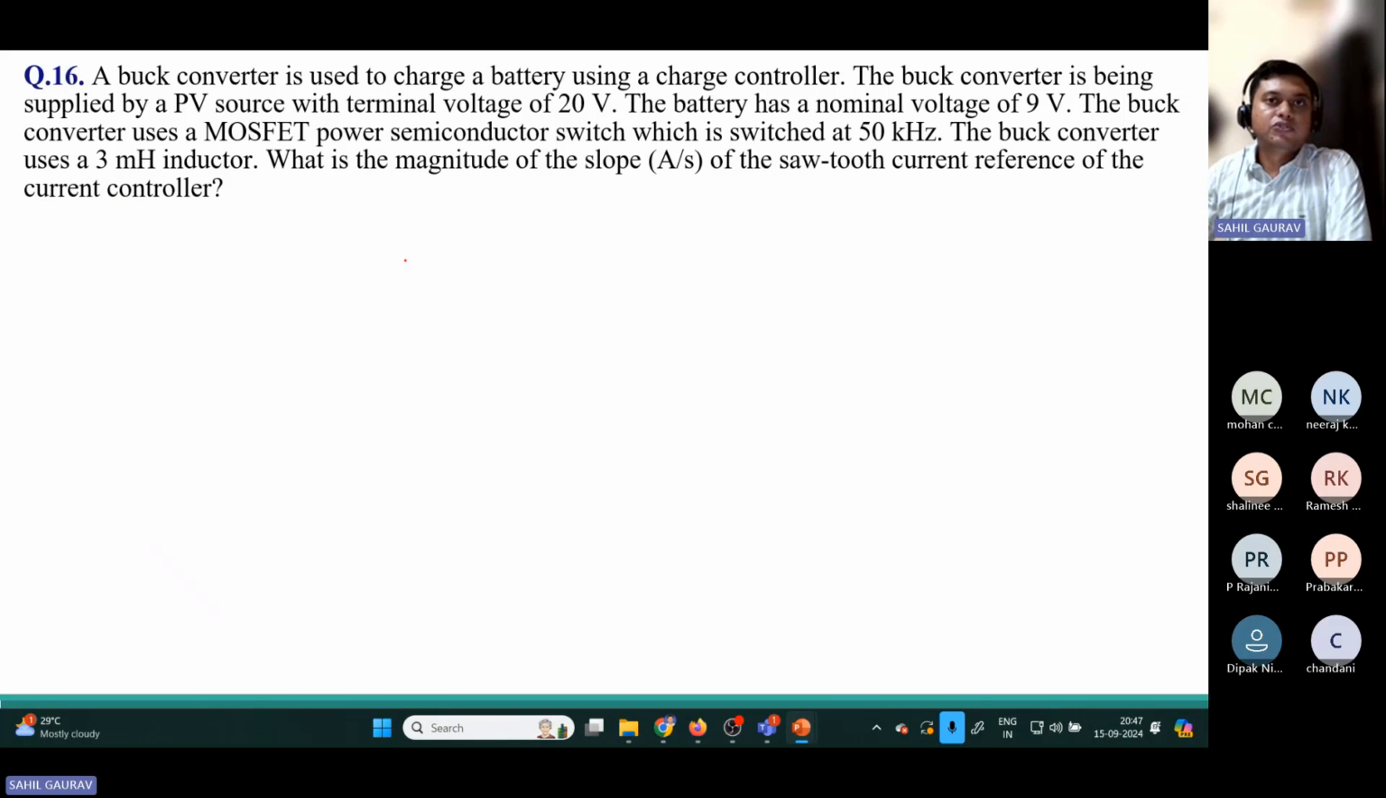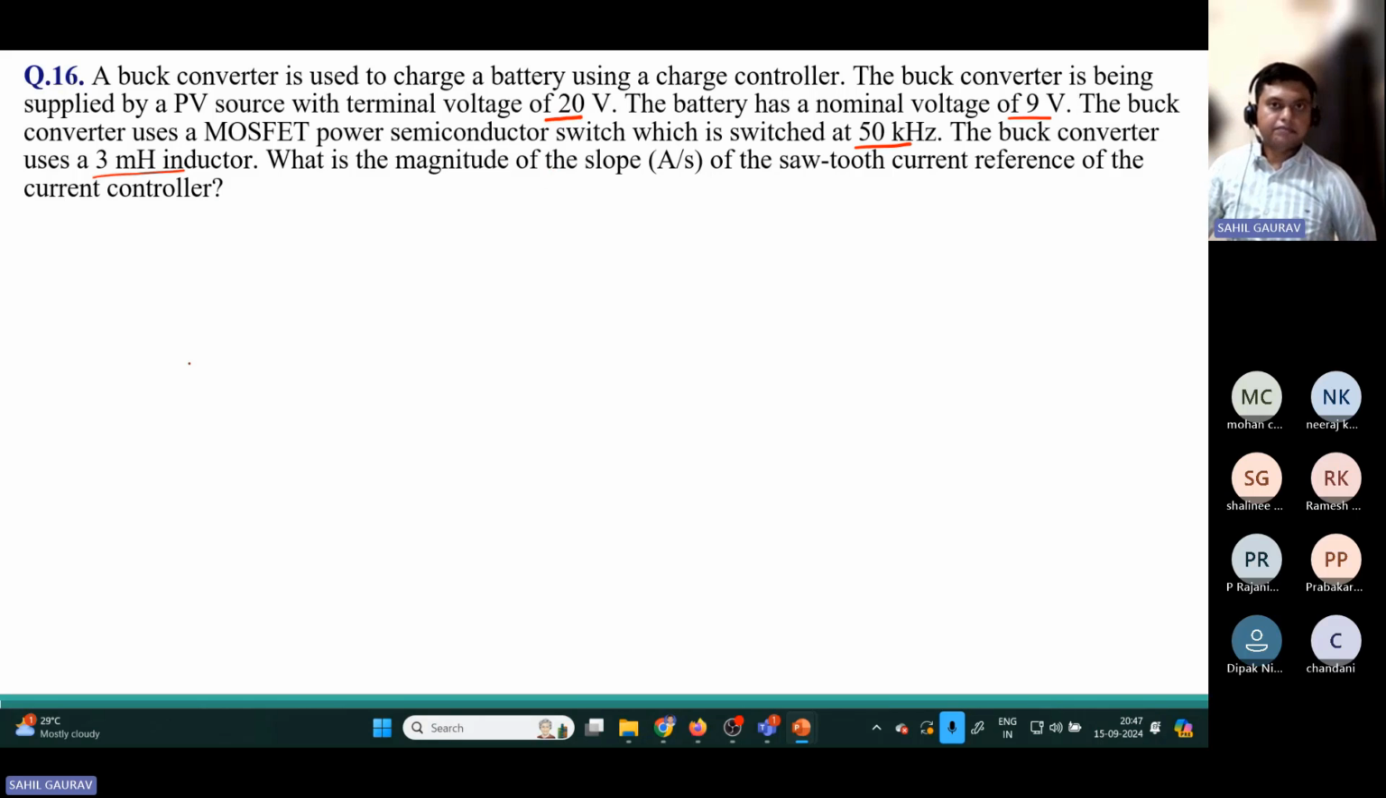A buck converter is used to charge a battery during charge current. The buck converter is supplied by a PV source with terminal voltage of 20 volt. The battery has a nominal voltage of 9 volt. The buck converter uses a MOSFET power semiconductor. So input voltage 20 volt, output voltage 9 volt. The MOSFET switch is switched at 50 kHz frequency. The buck converter has a 3 millihenry inductor. What is the magnitude of slope of the inductor current?